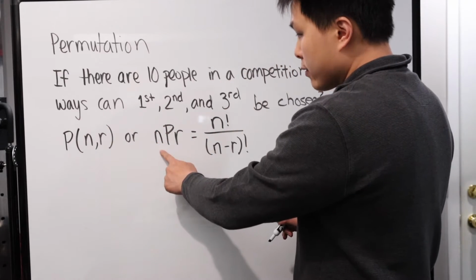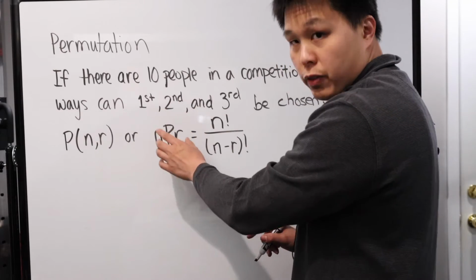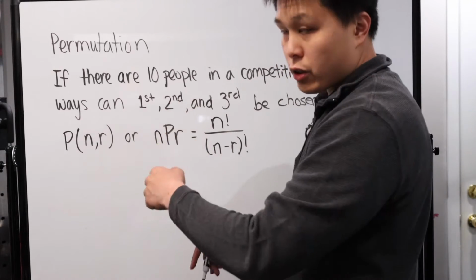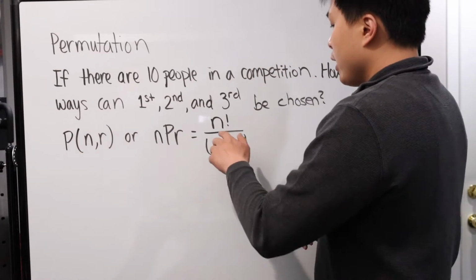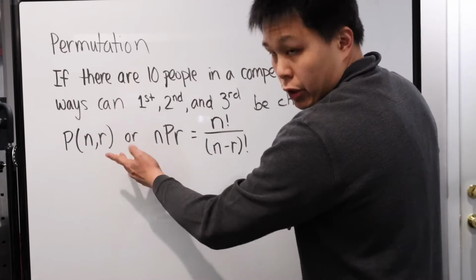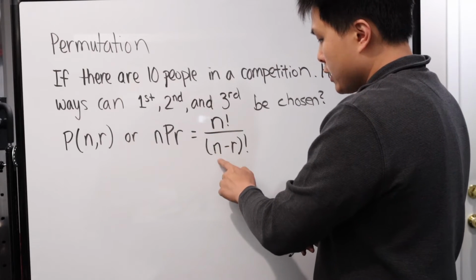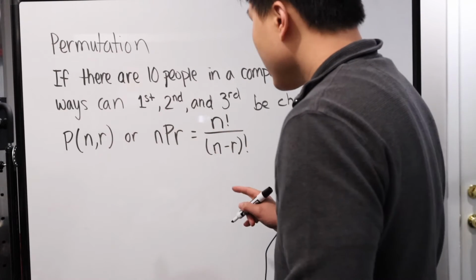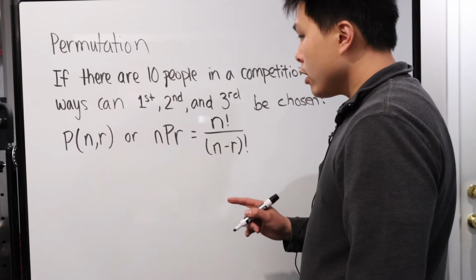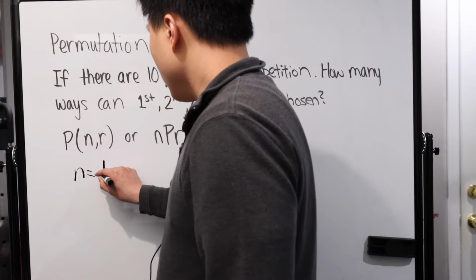It's going to be n and then a P and an r. Once again, this is not multiplication. This is just a specific notation on how they demonstrate it. Now, the actual formula itself, every time you see either this or this, remember they're interchangeable, is n factorial over parentheses n minus r factorial. Now what the heck are n and r? n and r are two different things. n is the total number of the population.